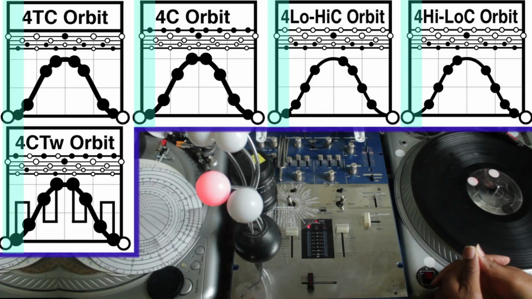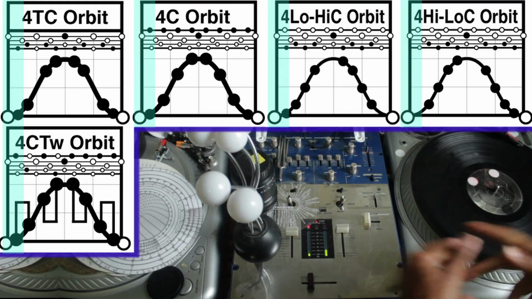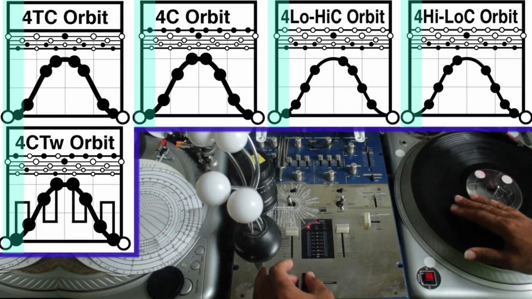Alright, so we're going to do four-click orbits right now. You could also call them four-click flares. This first one is just going to be the triplet style, and the second one is going to be in general 4-4 mode. Alright, so here we go with the first one.